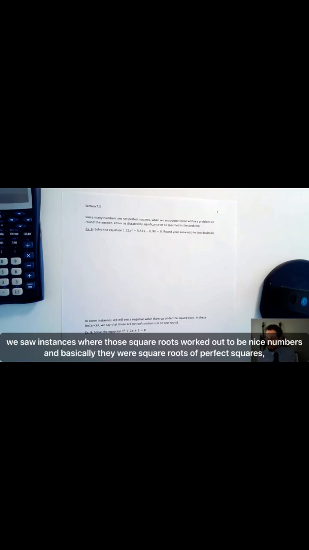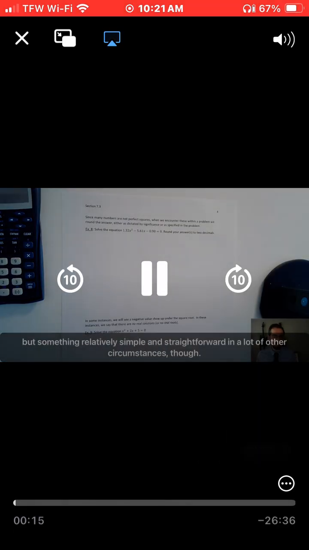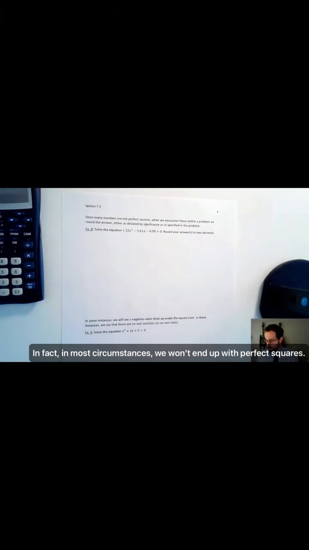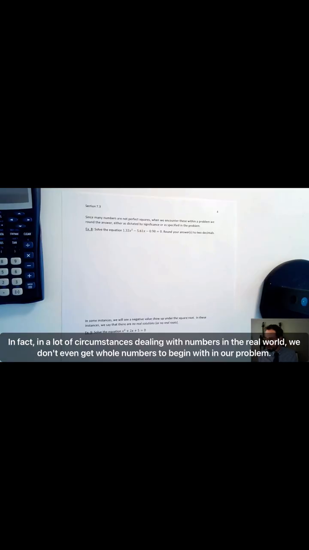Square roots worked out to be nice numbers, and basically they were square roots of perfect squares, meaning that our answer ended up looking like just a whole number or maybe a fraction, but something relatively simple and straightforward. In a lot of other circumstances, though, in fact, in most circumstances, we won't end up with perfect squares. In fact, in a lot of circumstances, dealing with numbers in the real world, we don't even get whole numbers to begin with in our problem.